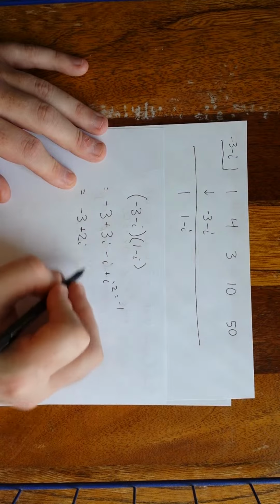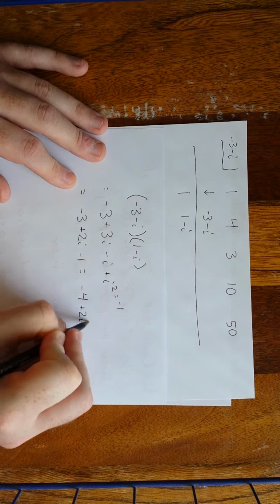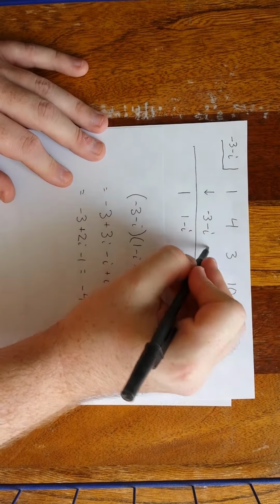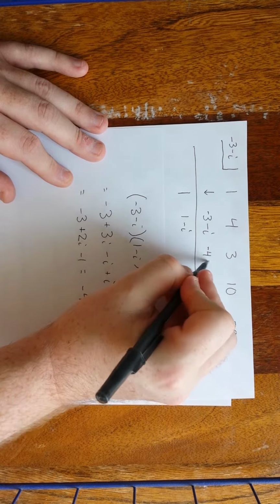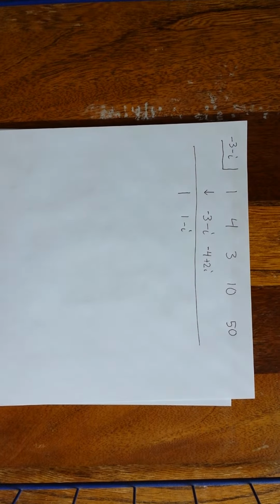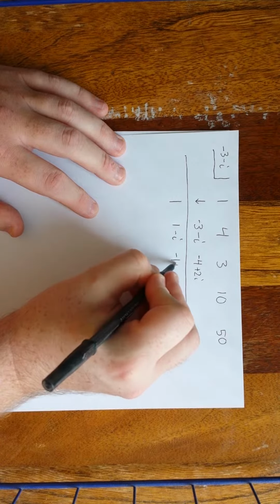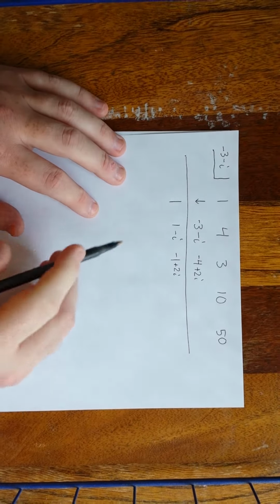So we'll recognize that i squared is equal to negative 1. We'll call this negative 4 plus 2i. That goes right up here. Alright, we'll need to reference back to that in a sec. So 3 minus 4 gives us negative 1, and then plus 2i gives us plus 2i.